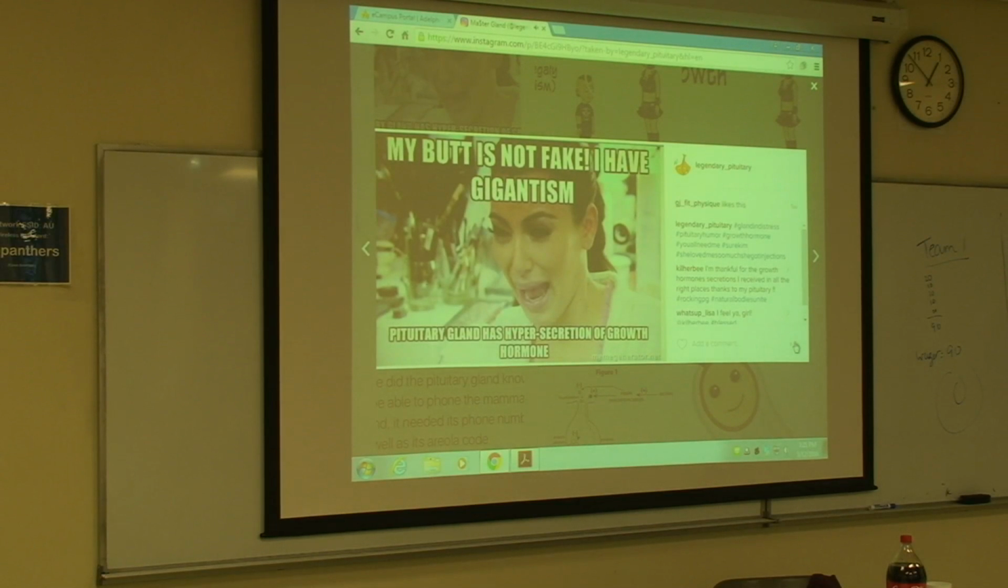And Kim Kardashian just wants to let you guys know her butt is not fake, okay? She has giantism. And that's a result of the pituitary gland having a hypersecretion of growth hormone. So her butt is real, everybody.